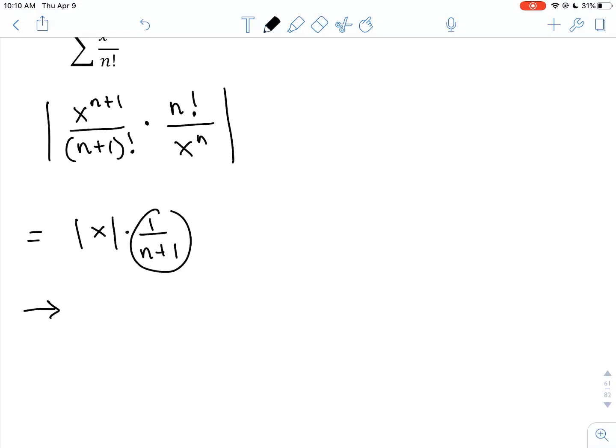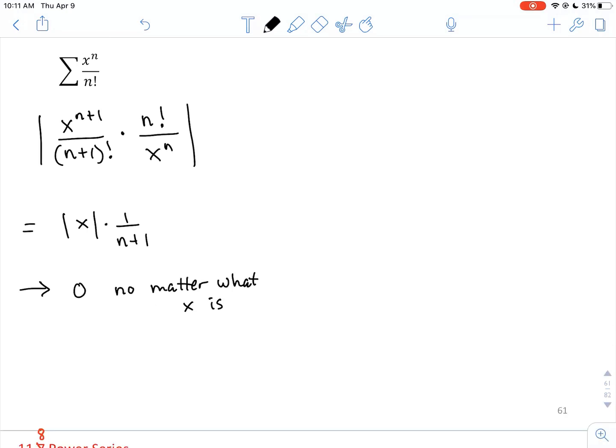Well, this will shrink to 0, no matter what x is. Now imagine that x is fixed. Even if x is a trillion, it doesn't matter how big x is, when n goes to infinity, this power of n will dominate this constant. So this approaches 0 no matter what x was.